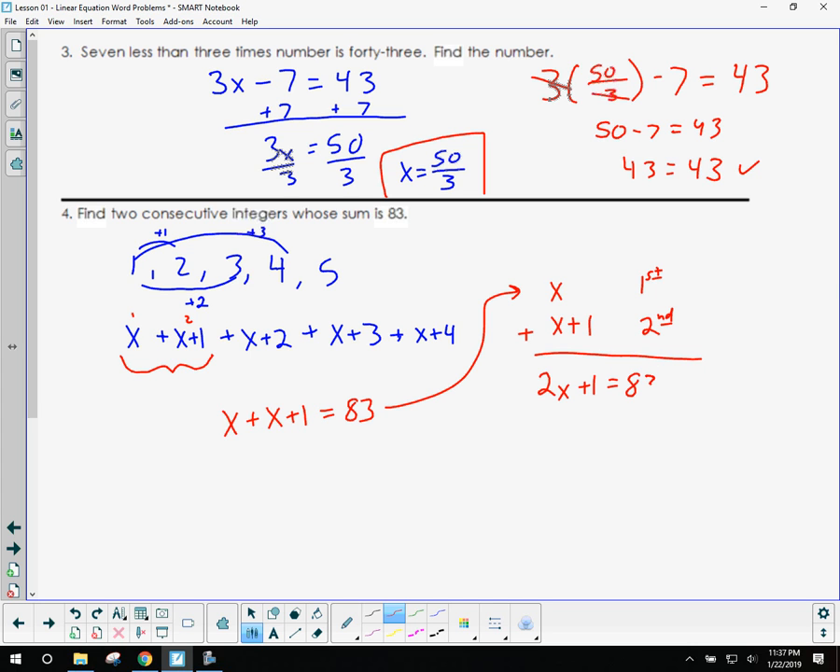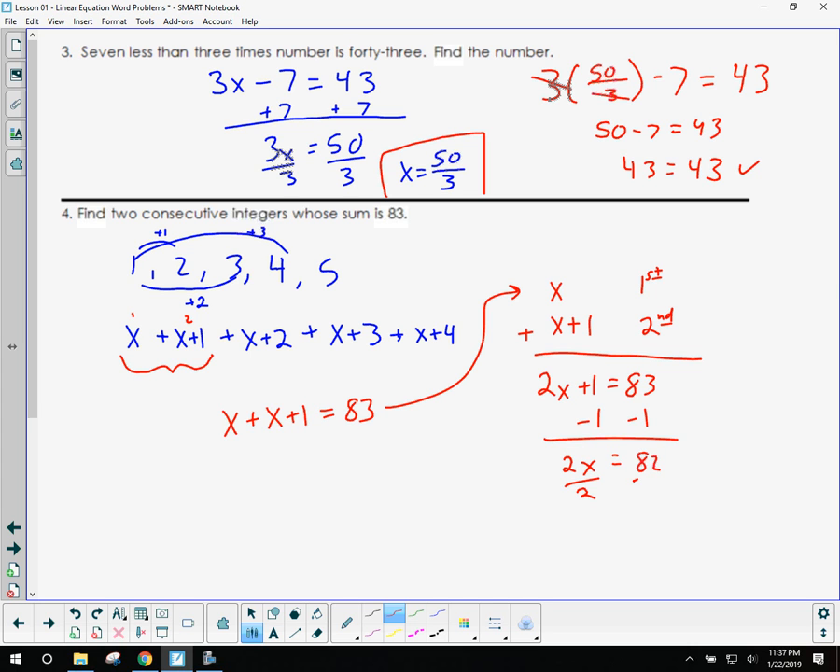Here we go. Subtract 1. Now we have 82. 2x divided by 2, and we get x equals 41. This is telling me my first consecutive number is 41.